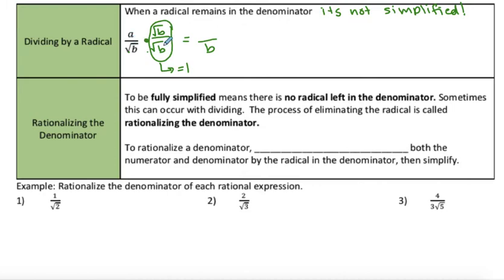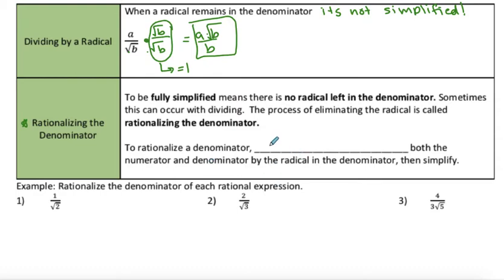So if I take radical b times itself, I get b. It breaks out of the radical. On top, I still have a, and I still have radical b. This is what I would get for simplified. This process is called rationalizing the denominator. To be fully simplified, it means there's no radical left in the denominator. Sometimes this can occur with dividing, like we did the other day. The process of eliminating the radical is called rationalizing the denominator.